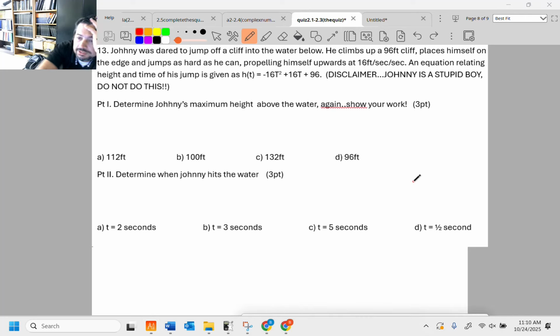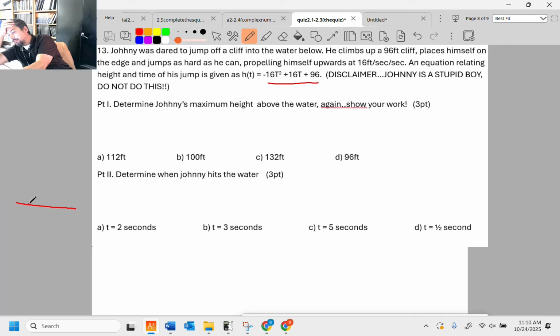So Johnny was dared to jump off a cliff into the water below. He climbs up a 96-foot cliff, places himself on the edge, jumps as hard as he can. There's your equation. Now what has happened, if you need a picture because you can't visualize, is Johnny is going to jump off a cliff into the water below, which is extremely dangerous. And he's going to jump up and he's going to come down. Okay, and then he's going to go splash.